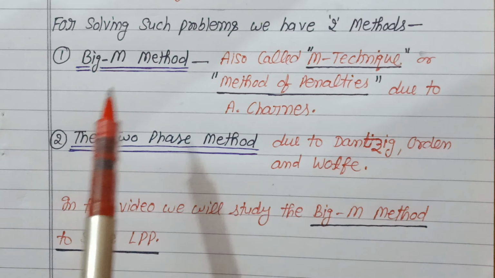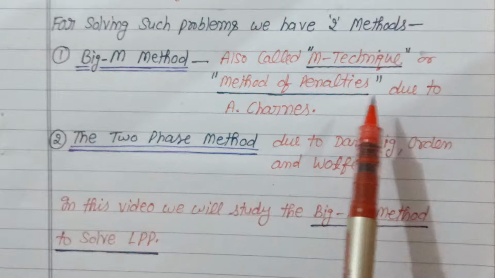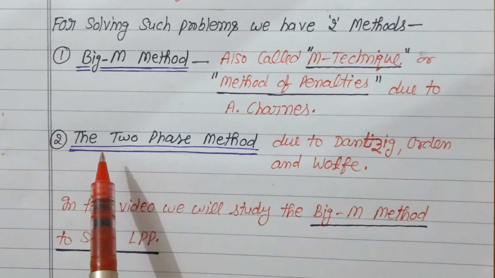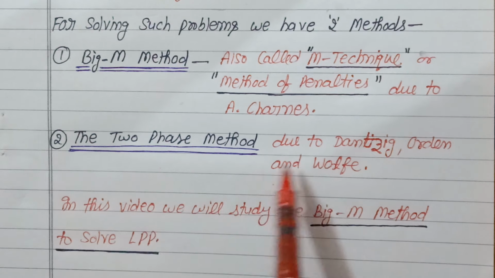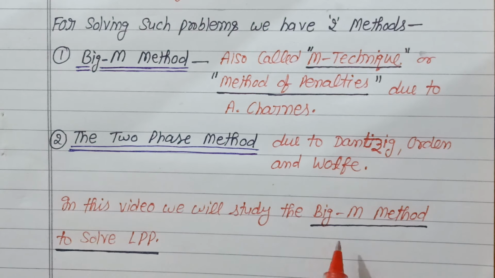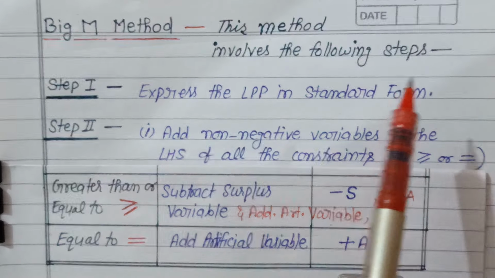The first one is the Big M method. It is also called the M technique or method of penalties due to Charnes. The second method is the two-phase method, and it is due to Dantzig, Orden and Wolfe. In this video we will study the Big M method to solve LPP. The Big M method involves the following steps.